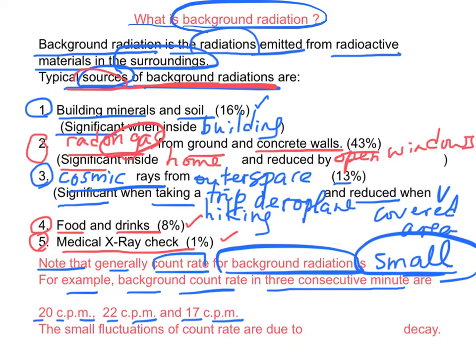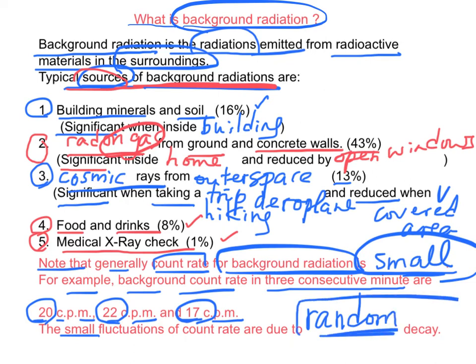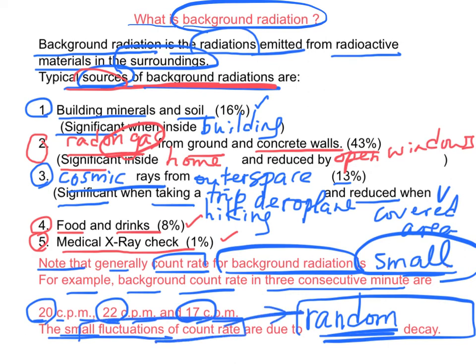However, the background count rate will fluctuate. The small fluctuations of count rates are due to the decay of a radioactive source being random decay. This word is very important. The fluctuations of count rates are due to random decay. 隨機衰變.